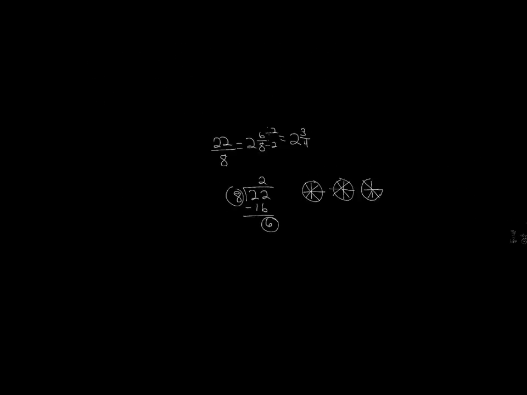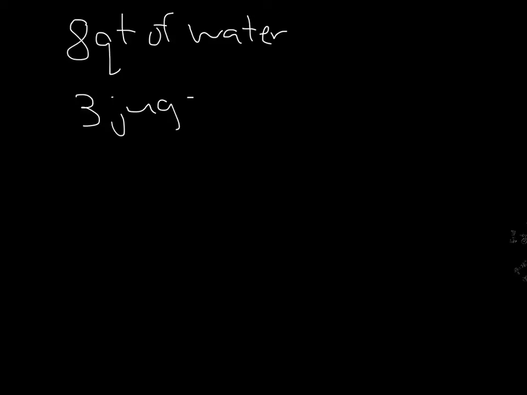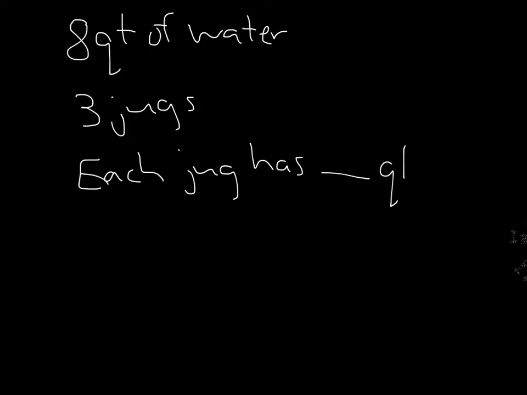The word problem is going to be this. We're going to say a bucket contains 8 quarts of water. So let me write that down. 8 quarts of water. And it's poured equally into 3 jugs. And I want to know how much is in each jug. Each jug has blank quarts of water. Why don't you pause the video, try to solve that one on your own.